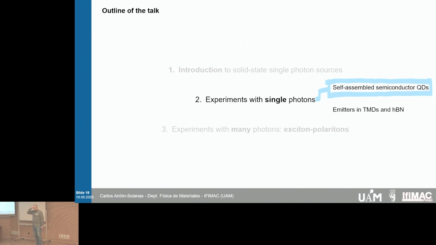So this was the introduction so far for solid-state single photon sources, comparison with atoms, with heralded technologies, and what are at the moment the most amazing implementations for communications and computation. And now I would like to jump into the experiments that I have been doing over the last years, both in self-assembled semiconductor quantum dots, and then also in emitters in monolayers of TMDs, and also defects in hBN.